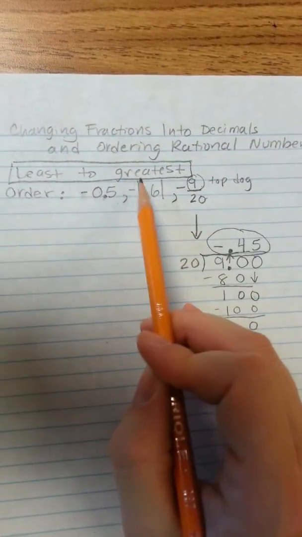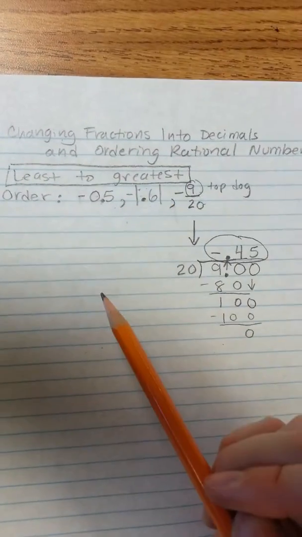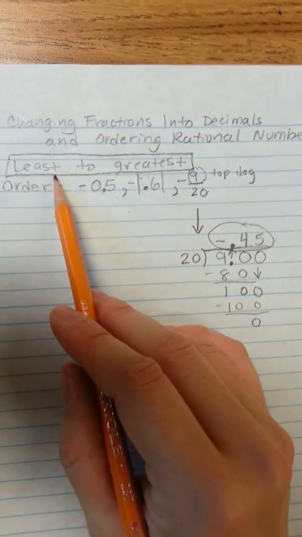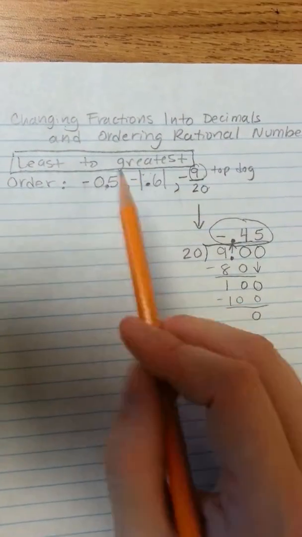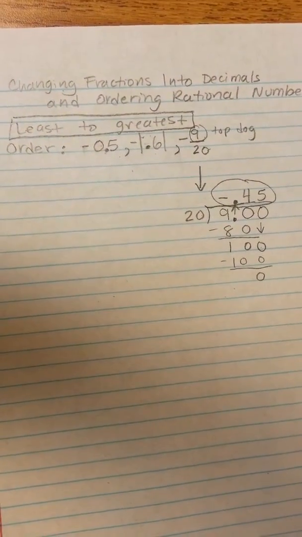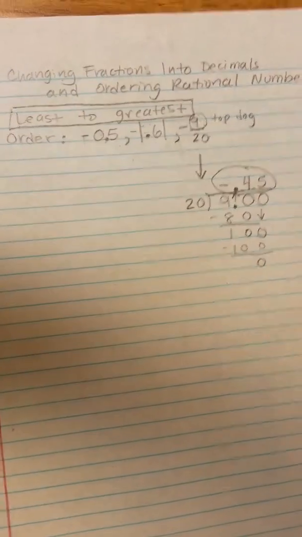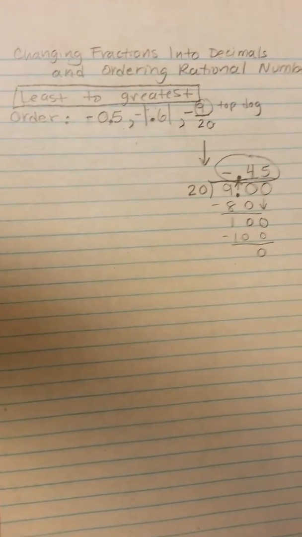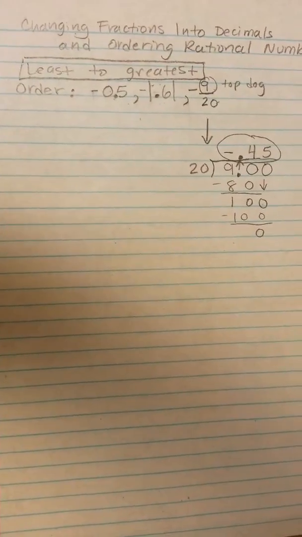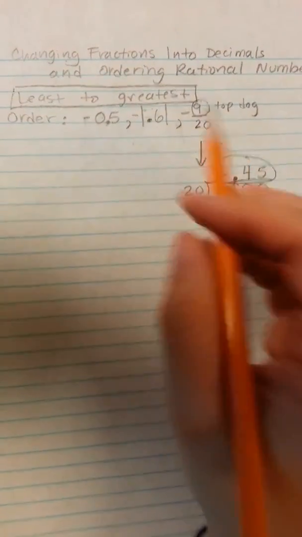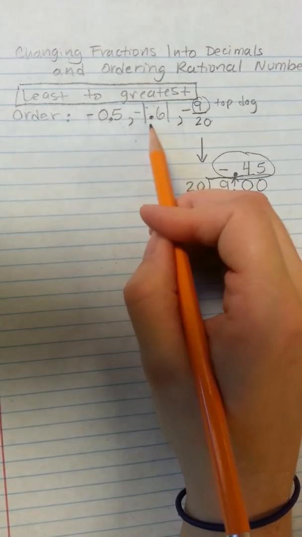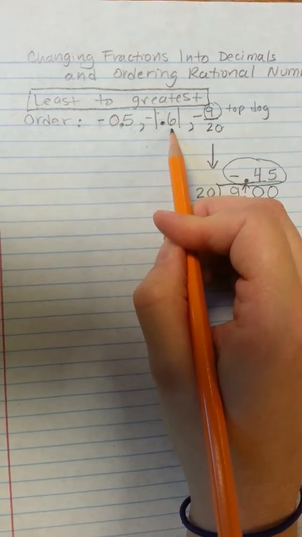So if I'm trying now to order from least to greatest, and it's always important to note whether the teacher's asking for least to greatest or greatest to least, because sometimes that can trick you. So this time we're ordering from least to greatest. Now when I talk about negative numbers, remember that the larger the negative number appears, it's actually further to the left on the number line. So as I'm looking at 0.45, 0.6, and 0.5, I can see that my negative 0.6 is actually my smallest value.